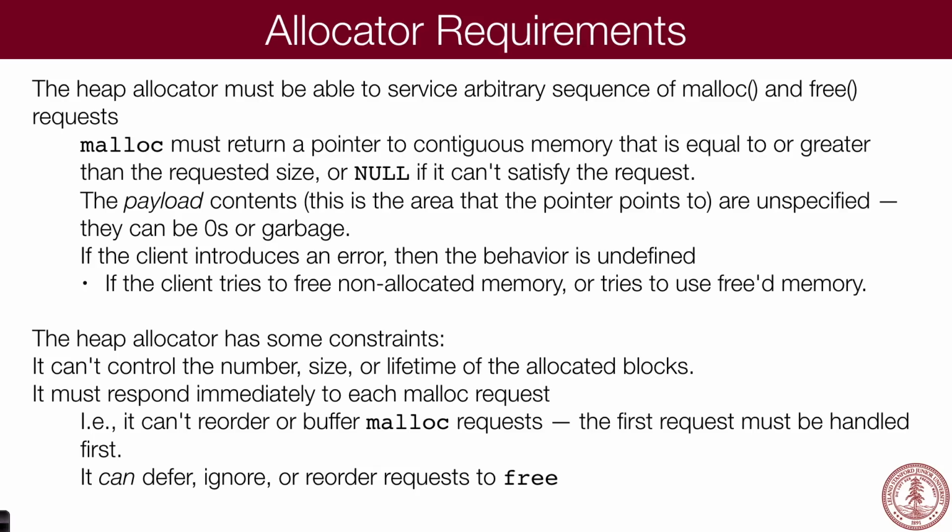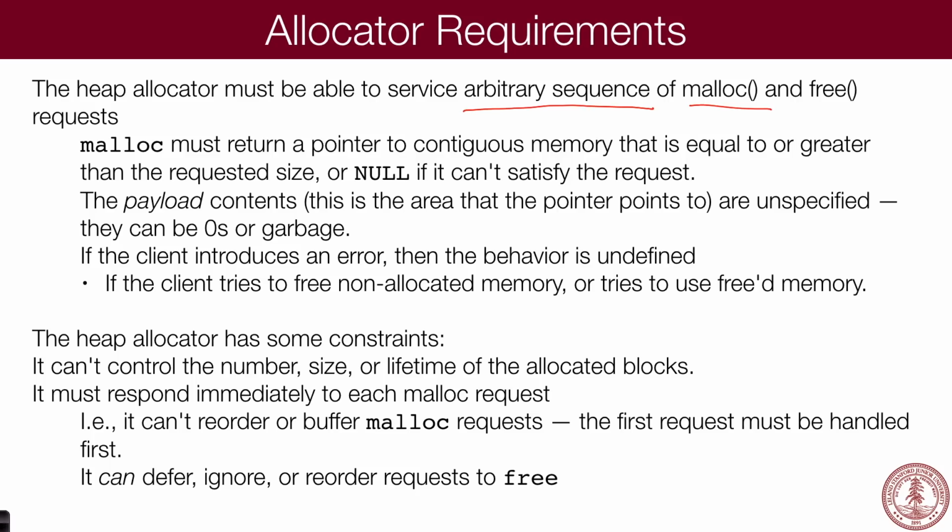What does a heap allocator require? Okay, a heap allocator has to be able to service arbitrary sequences of mallocs and frees. In other words, you can't say malloc this and it says, okay, I think I'm going to have that space soon, but wait a minute, and we'll just not give it to you now, and then free a little bit later. It has to handle them in order. That may seem kind of obvious, but that's one of the requirements.